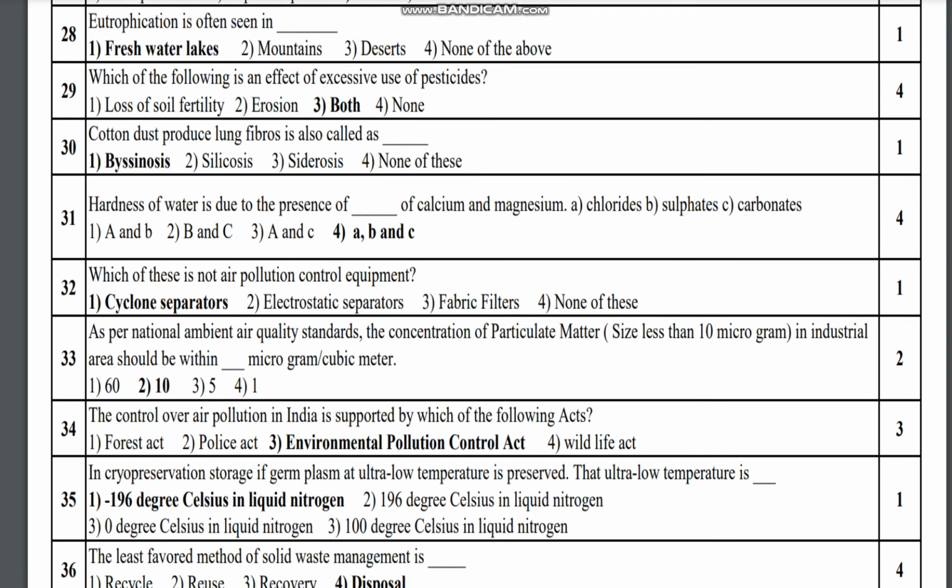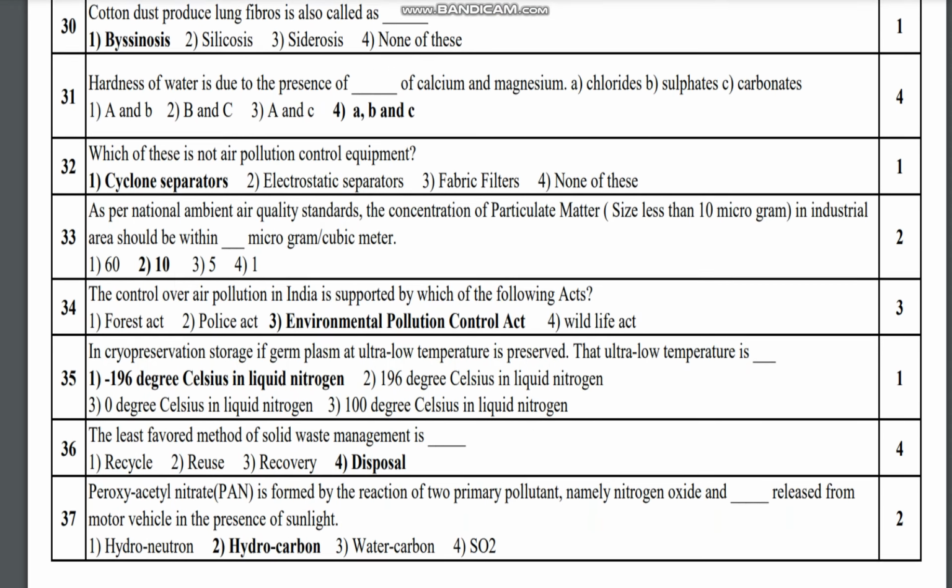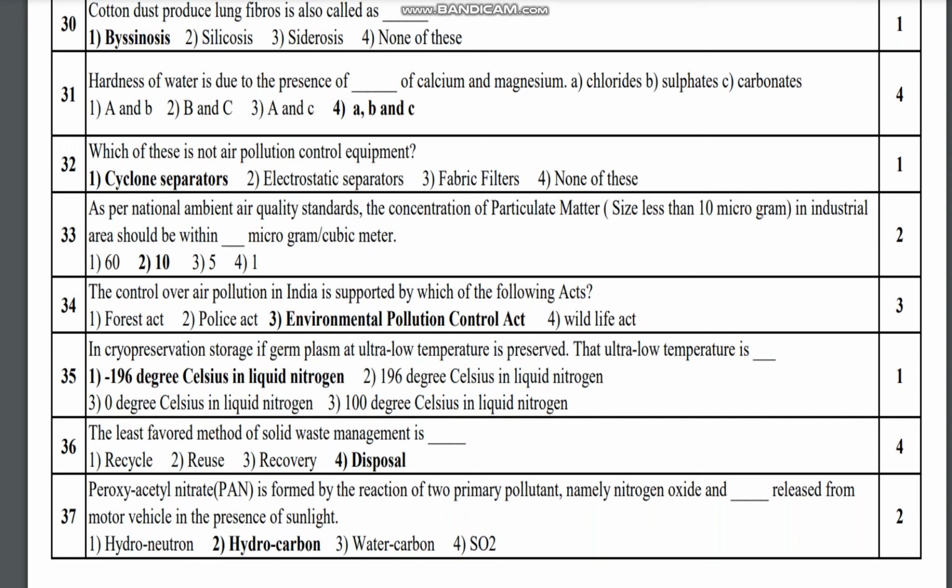Question number 29 is which of the following is an effect of excessive use of pesticide, that is loss of soil fertility and erosion. Question number 30 is cotton dust produces lung fibrosis, also called byssinosis. Question number 31 is hardness of water is due to presence of calcium and magnesium, chlorides, sulfates and carbonates. That is all. Then question number 32 is which of the following is not air pollution control equipment, that is cyclone separator.